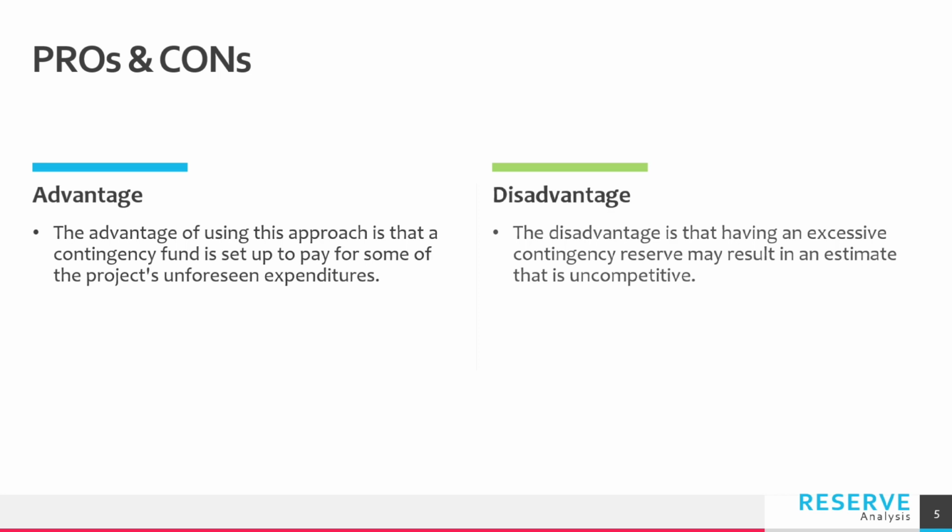The advantage of using this approach is that a contingency fund is set up to pay for some of the project's unforeseen expenditures. The disadvantage is that having an excessive contingency reserve may result in an estimate that is uncompetitive, meaning the price that you're going to say this project is going to take may be more than what somebody else is estimating the price is going to be, because you added that expenditure onto your total overall budget.